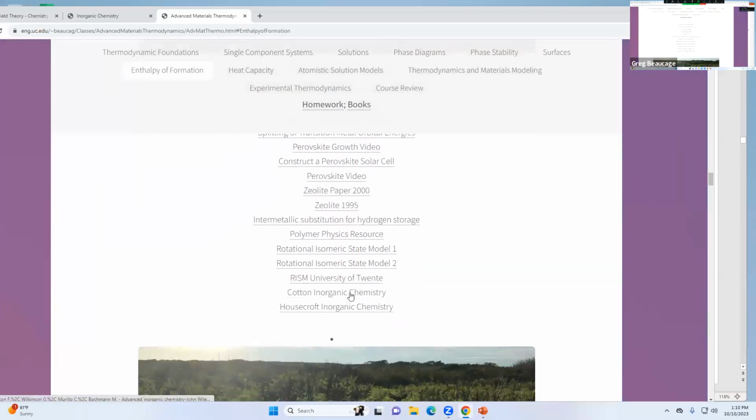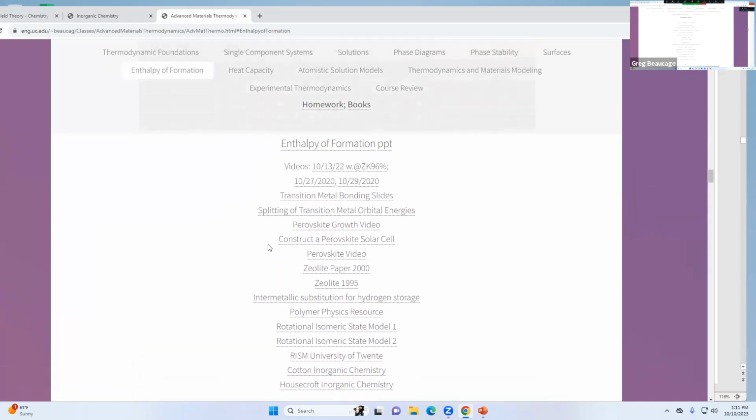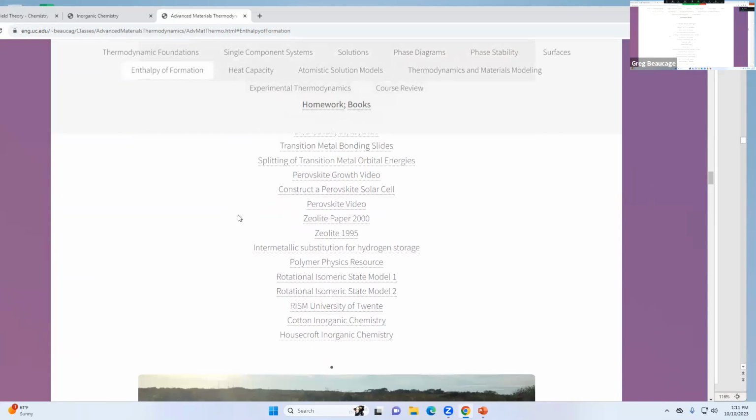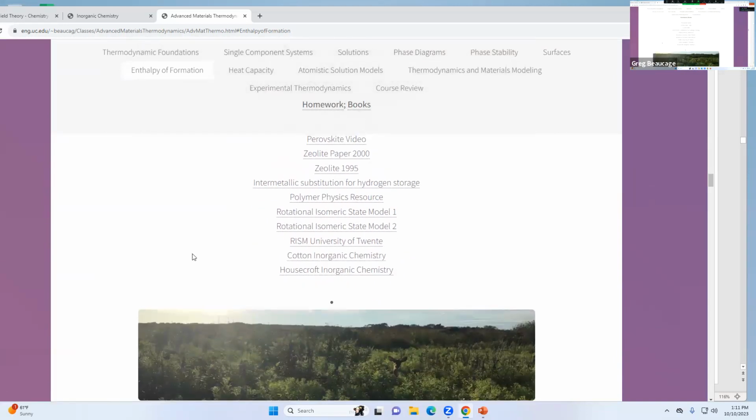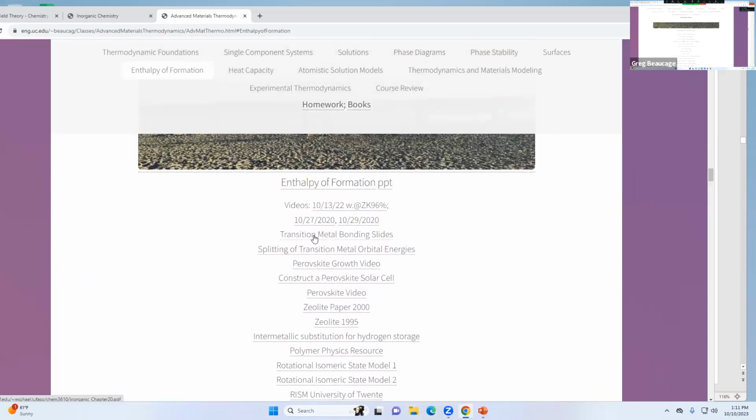There's this Cotton book. When I was an undergrad, people used this Cotton book, and I have a copy of it. I'm not sure I ever got much out of it. That was also the Bible before Housecroft, for this kind of stuff: inorganic chemistry, bonding and things. So anyway, there's those three things. I'd recommend looking at the splitting of transition metal orbital energies webpage. That's pretty useful to look at.